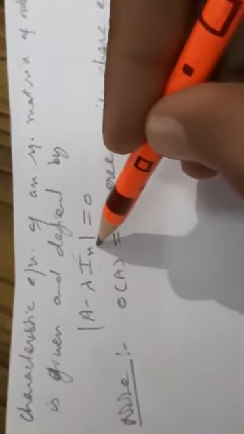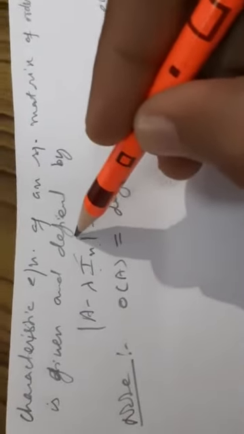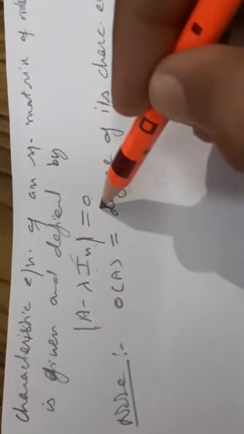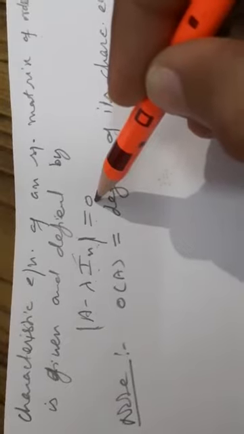Hello students, today in this lecture we will study the characteristic equation and the Cayley-Hamilton theorem for a square matrix. Now what do you mean by characteristic equation? The characteristic equation of a square matrix A of order n is defined by the determinant of A minus lambda I equal to 0. Put the determinant of A minus lambda I to 0, then you will get the characteristic equation of a square matrix.